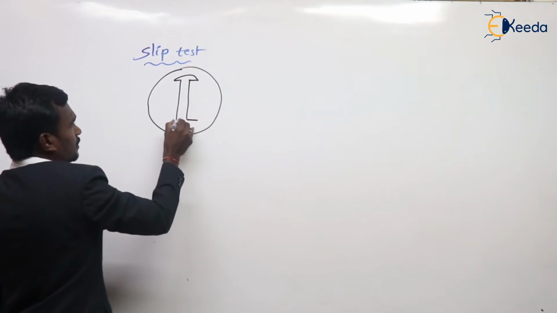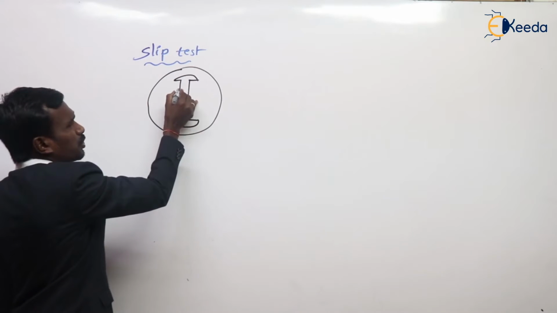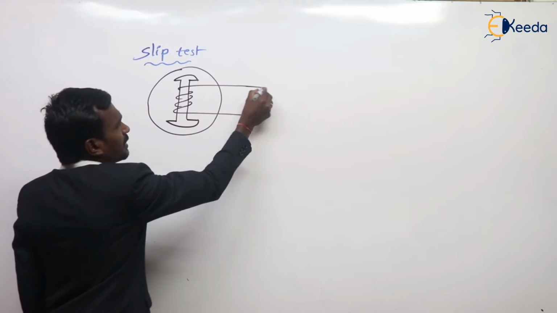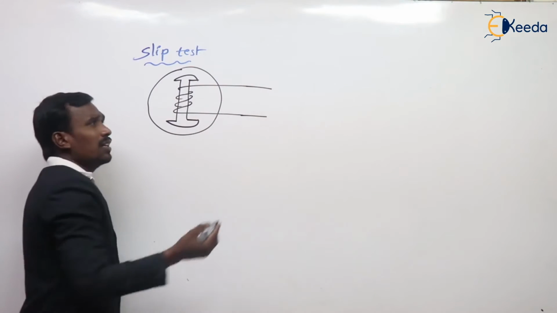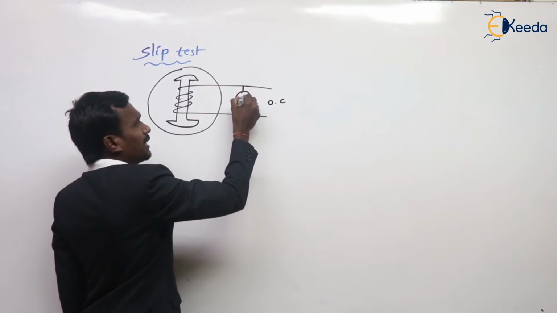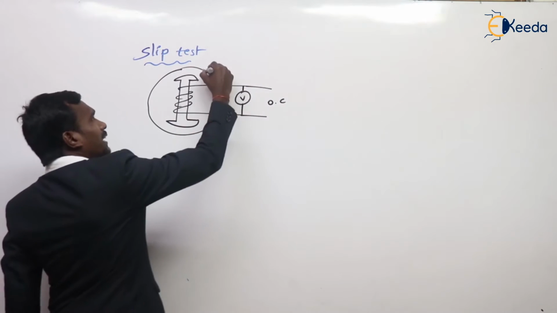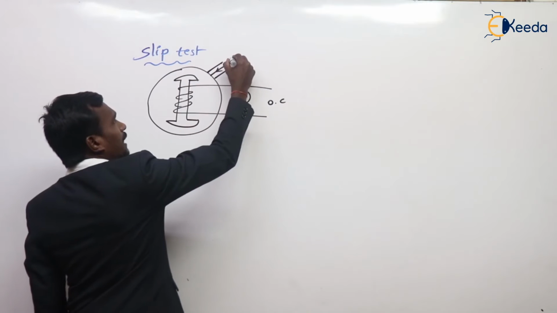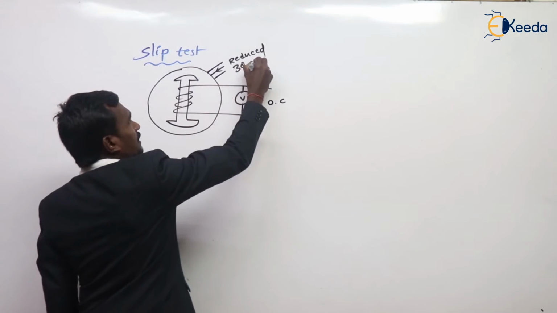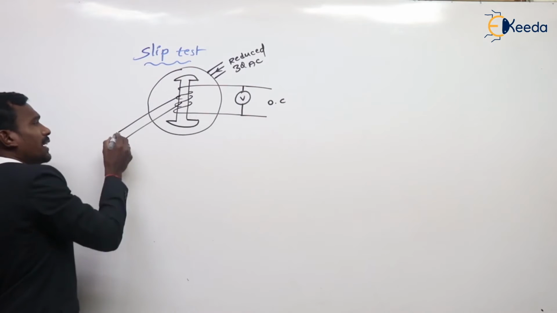This is like this, and here generally this should be connected to excitation, but during the slip test this is open circuited. A high resistive voltmeter is connected across the field winding, and a reduced three-phase AC supply is given to the armature.